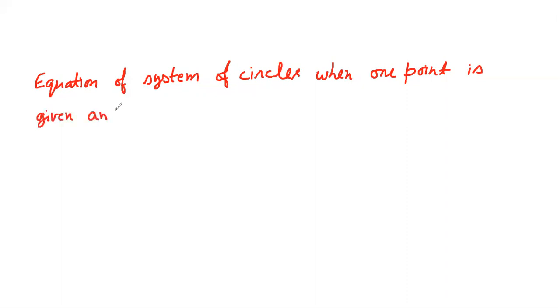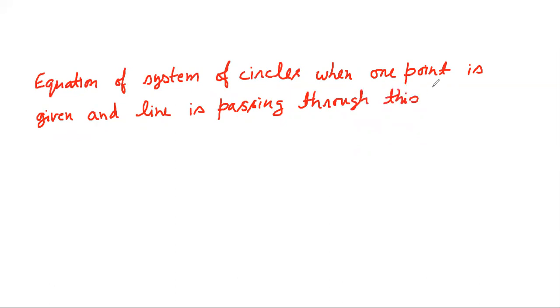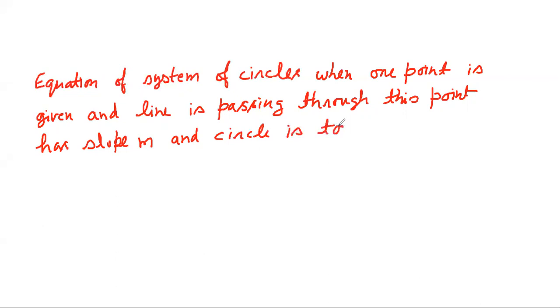And the line is passing through this point with slope m, and the circle is touching this point.